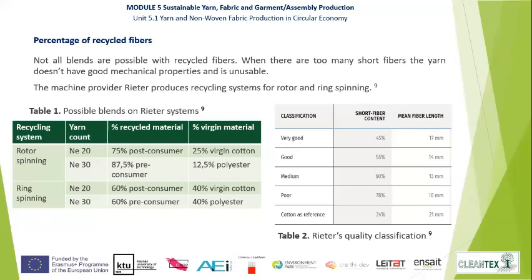On the website of Rieter, they also propose a quality classification. According to Rieter, to have a very good yarn, the short fiber content should be 45% maximum. If we have more than 78%, the yarn will be of poor quality.